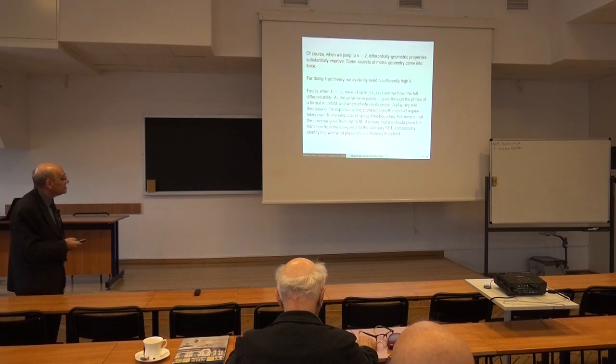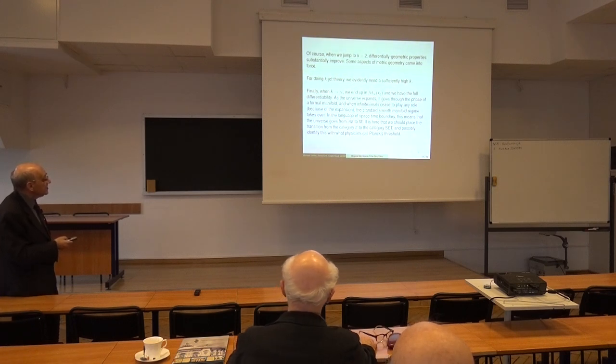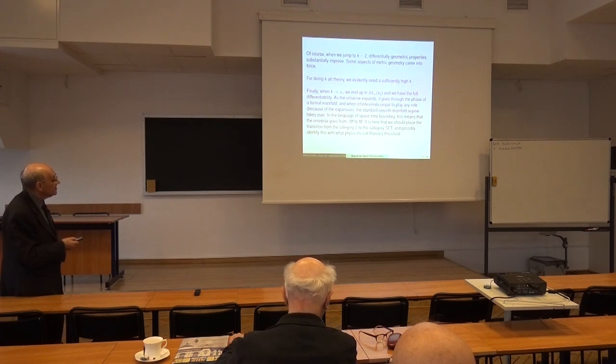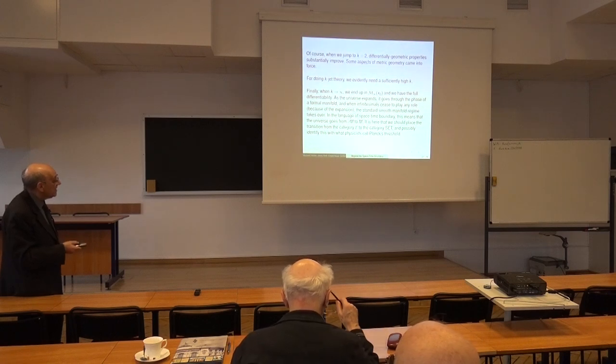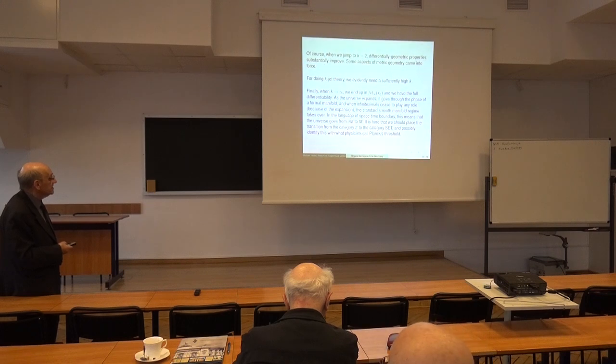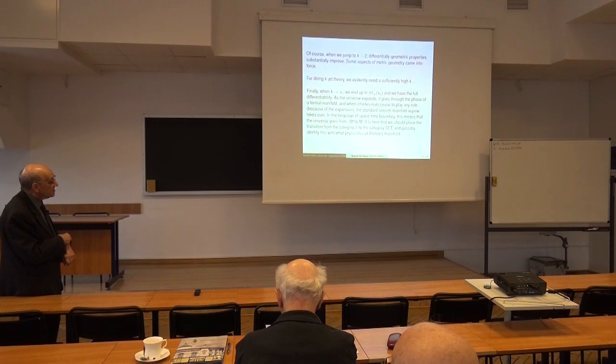Finally, when k goes to infinity, we end up with the infinity monad, and we have full differentiability. As the universe expands, it goes through the phase of a formal manifold, and when infinitesimals cease to play any role because of the expansion, the standard smooth manifold regime takes over. In the language of the space-time boundary, this means that the universe goes from the boundary to ordinary space-time. And it is here that we should place the transition from the category theory E to the category Set, and possibly identify this transition with what physicists call the Planck threshold.